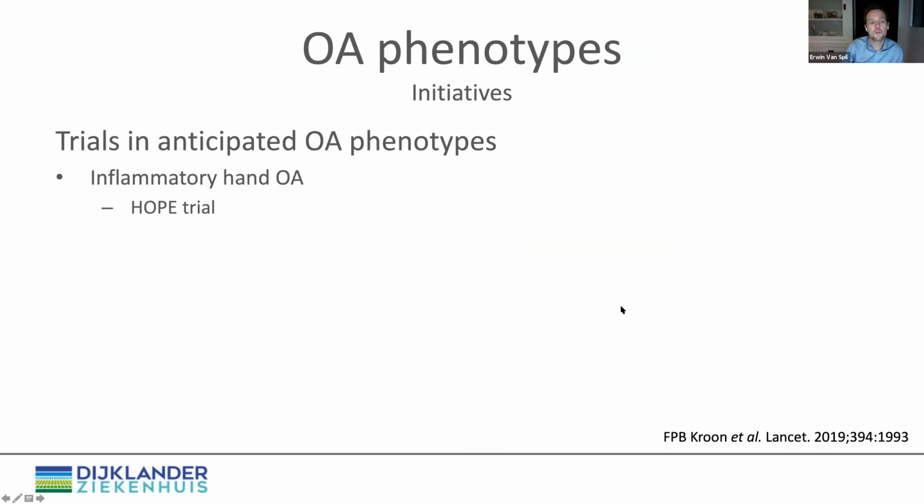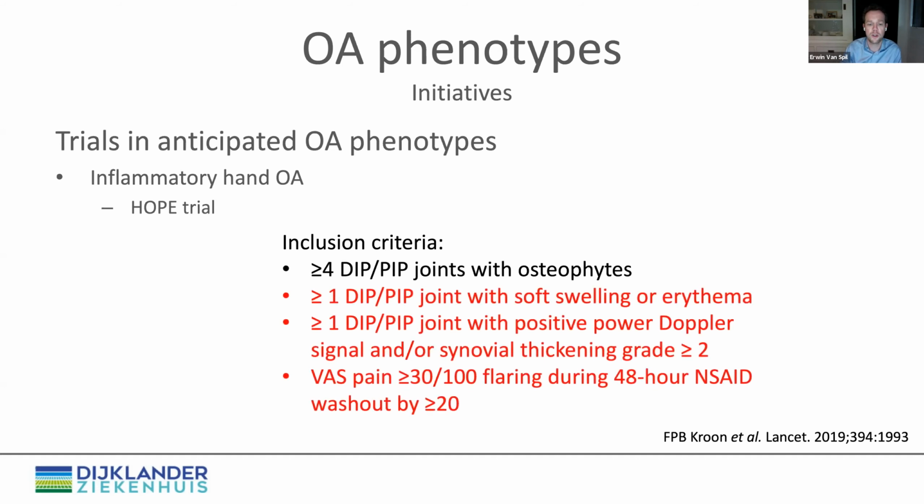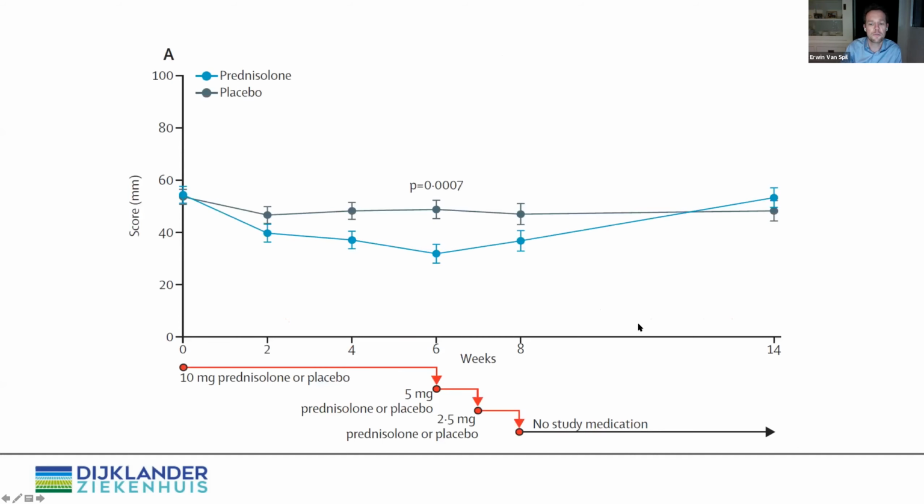Another approach is to perform trials in anticipated OA phenotypes. A much reported inflammatory phenotype is the phenotype of hand OA. And one nice example of that is the HOPE trial. In this trial that was recently published in a Lancet journal, of course, they selected patients with hand OA defined by the presence of osteophytes, but they also only selected those patients with clinical signs or ultrasound signs of inflammation. And only in these patients, they tested the effects of prednisolone, 10 milligrams a day for 6 weeks.